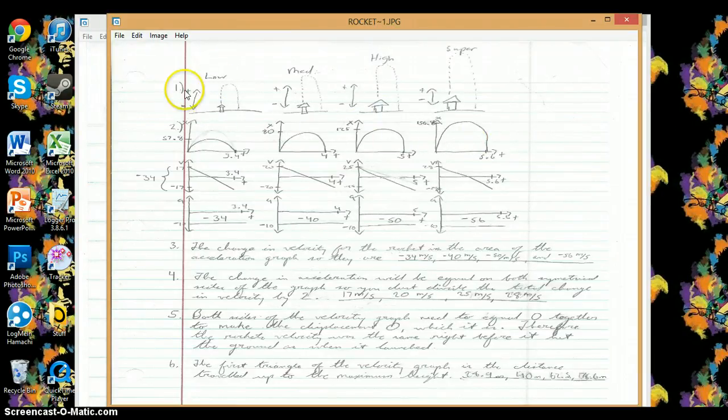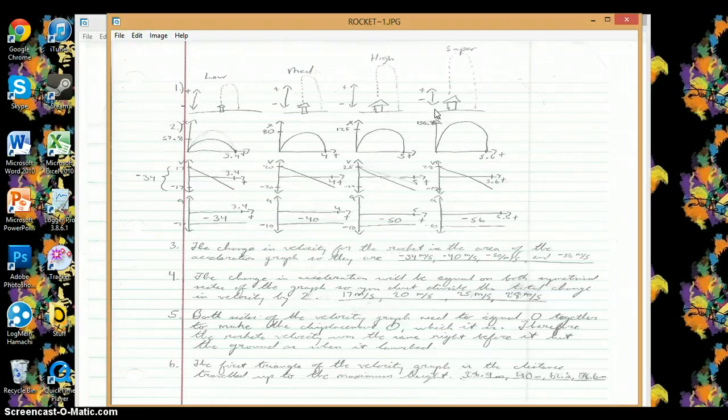Here they're on the ground. I use up as my positive direction and down as my negative for all four. You have the low, middle, high, and the super high. Here it is just smaller, and they progressively go higher, and at 0 seconds they all have 0 velocity and 0 position because they're all on the ground.